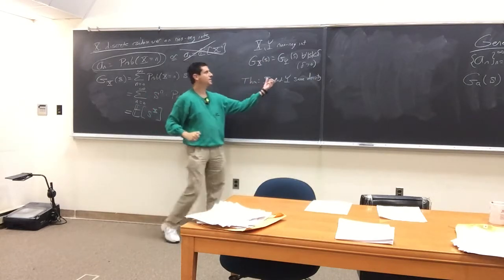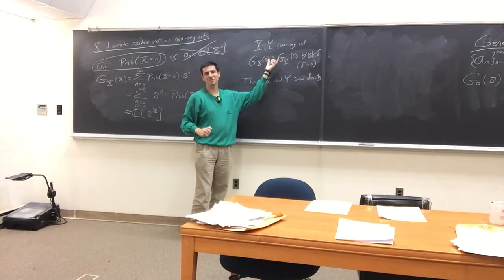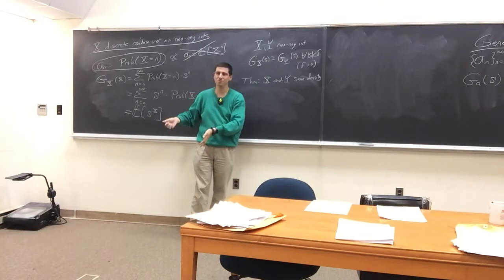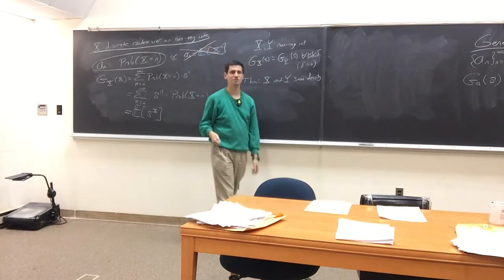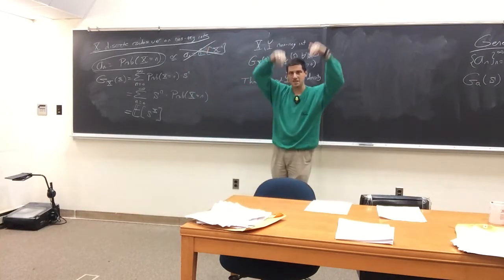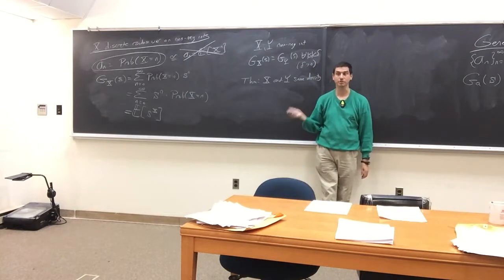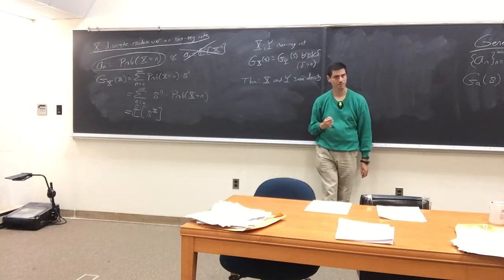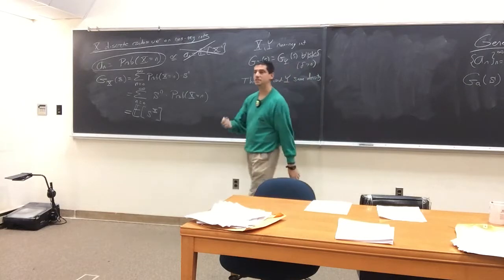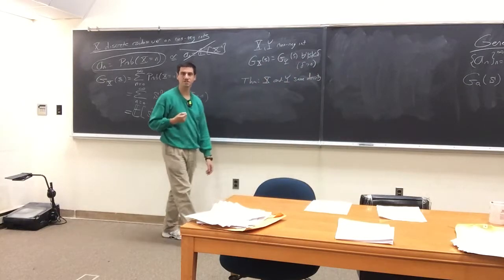Now, if x and y have the same density, do they have the same generating functions? Yes, because then they have the same probabilities. This direction is kind of trivial, right? It's this direction that's non-trivial, that if they have the same generating functions, they must be the same. And this is beginning to give us a sense of how we're going to get to the central limit theorem.